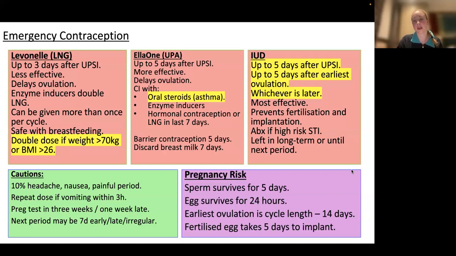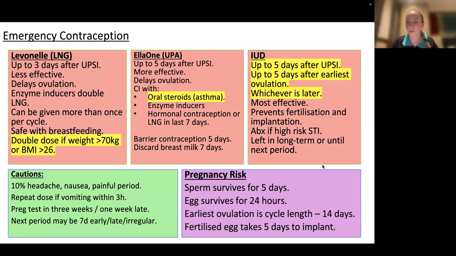So if we're on day 14 and they ovulate on day 15 and they had unprotected sexual intercourse the day before, they are at risk of pregnancy and you would want to give emergency contraception. The important bit is working out whether or not they are at risk of pregnancy. If they're on day 3 and their last menstrual period started 3 days ago, they're not at risk of pregnancy if their earliest ovulation date is more than 5 days away, because the sperm only survives for 5 days.